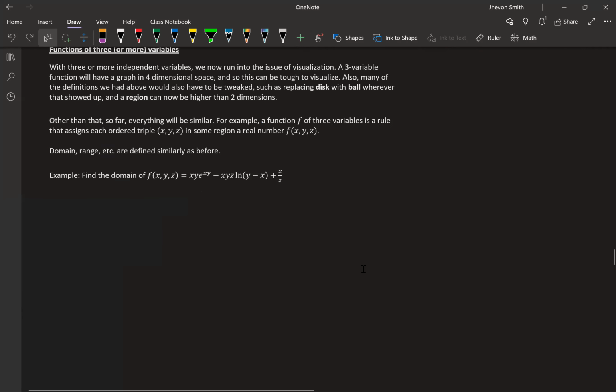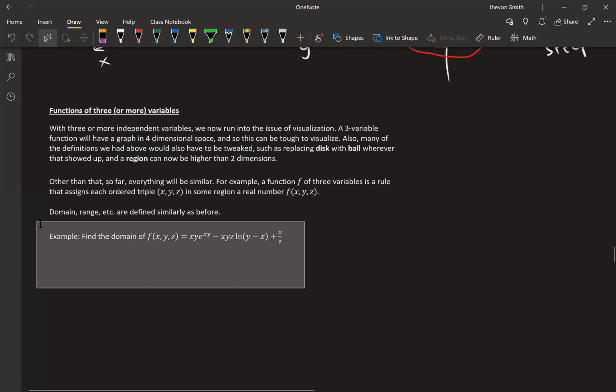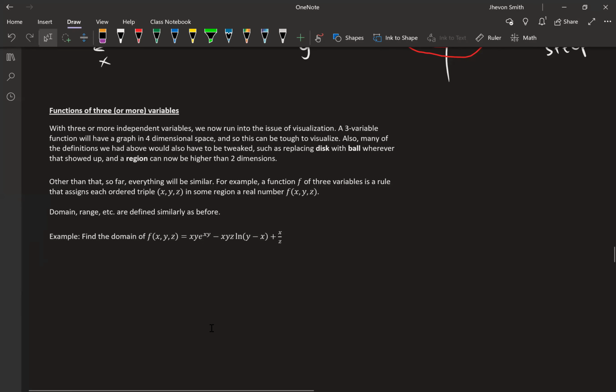So let's see here. Again, I do a little thing here, but you can pretty much jump right in here. It's very natural. What is the domain of this guy? Again, I just wanted you to see an example with 3 variables, f of x, y, z, right?